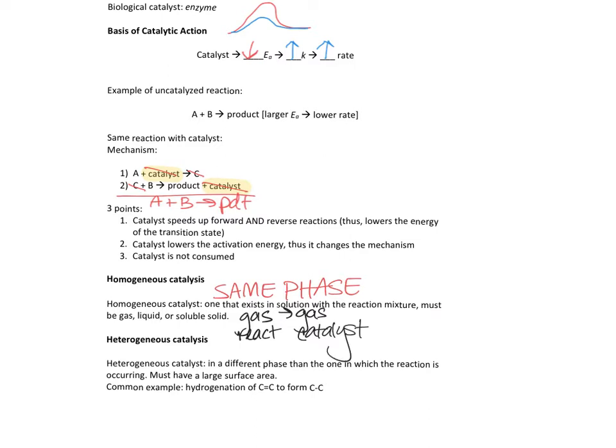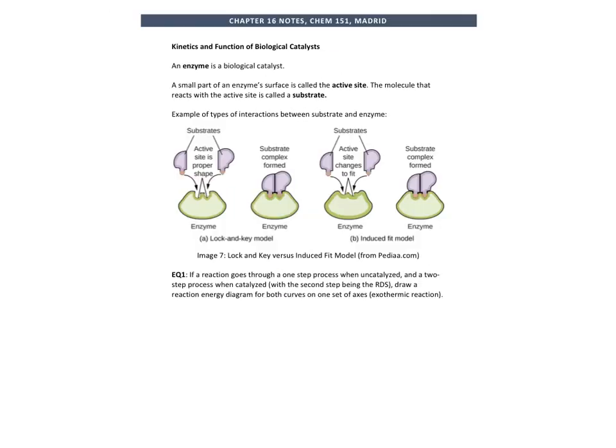A heterogeneous catalyst, on the other hand, means that they are in different phases. So you might have a catalyst that is a solid, and then you might have a reactant that is a gas. So heterogeneous and homogeneous catalysis just refers to the phase that the catalyst and the reactants are existing inside.